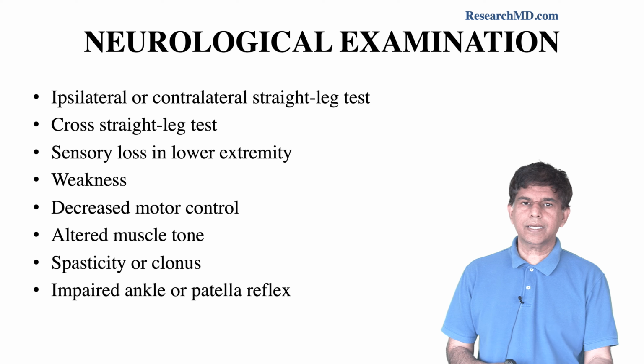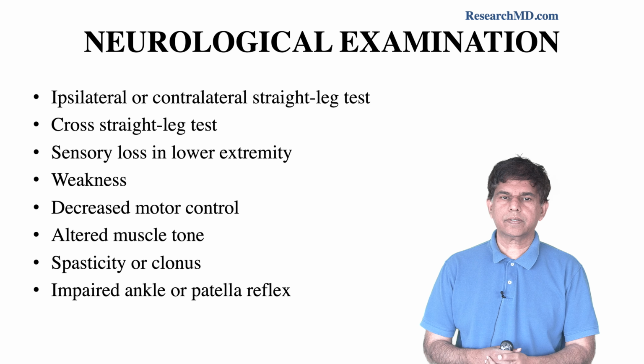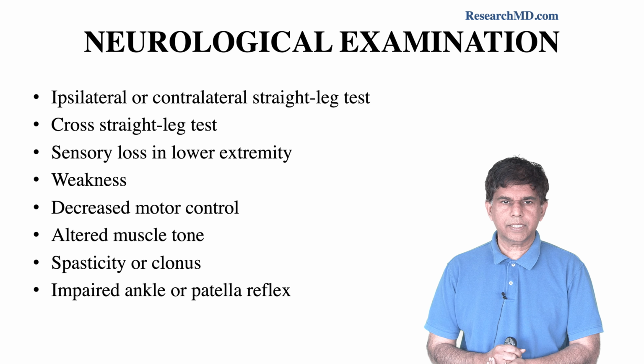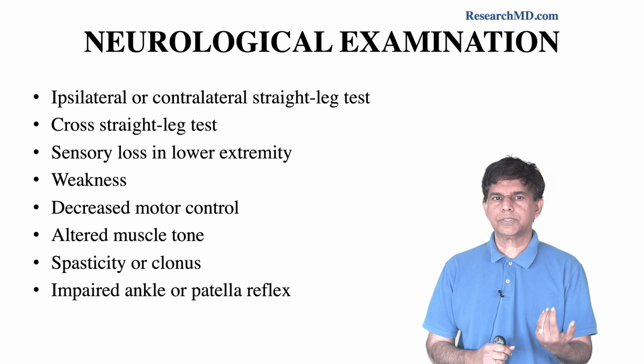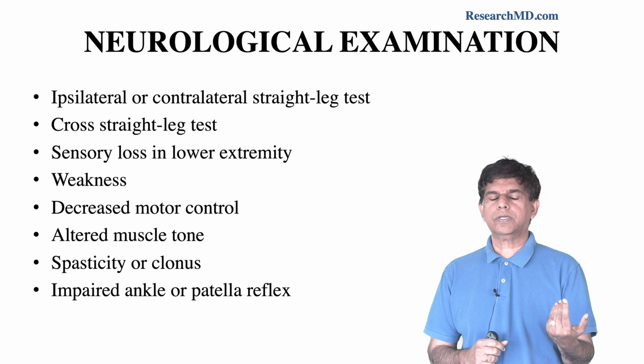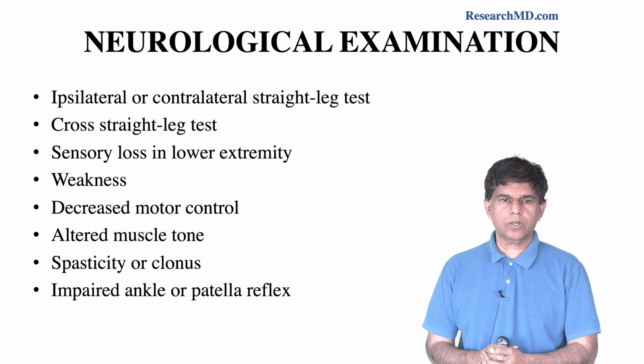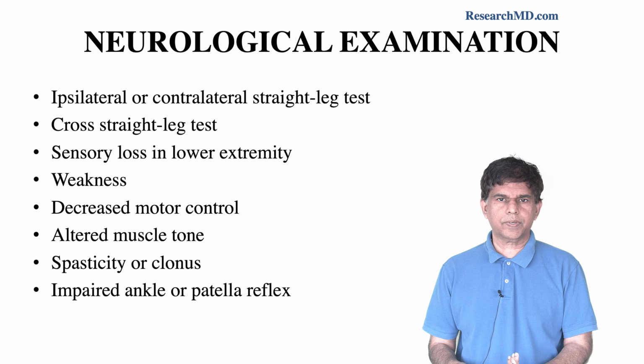You do the straight leg test, there is ipsilateral and contralateral, and the cross straight leg test. Sensory loss, you check for weakness, decreased muscle control, altered muscle tone, rectal tone, spasticity or clonus, and impaired ankle or patellar reflex.